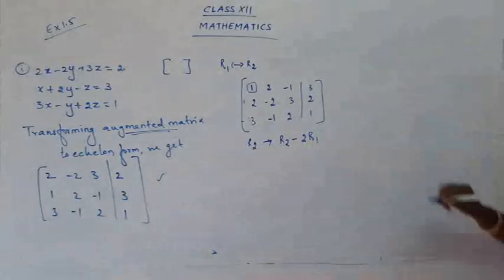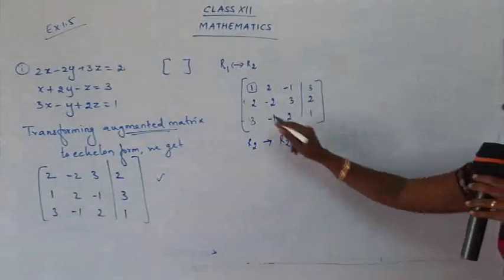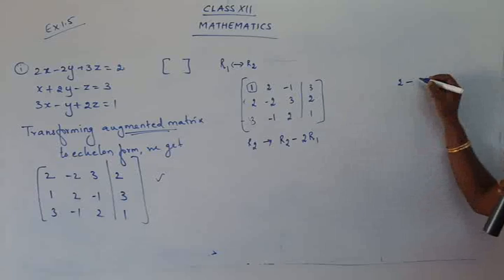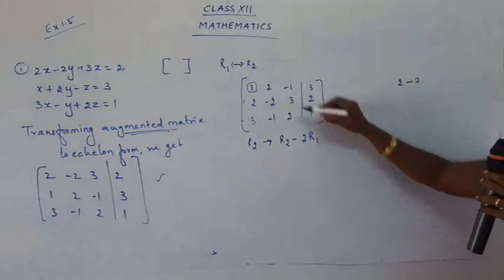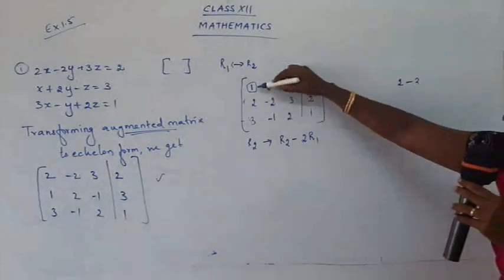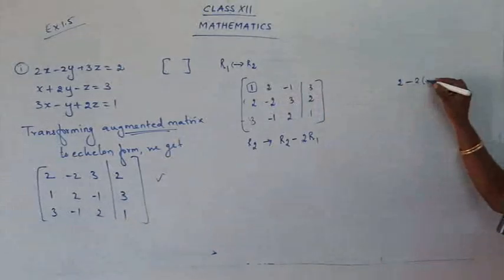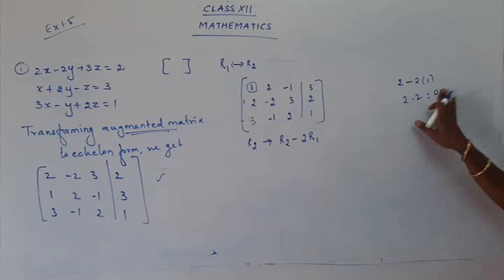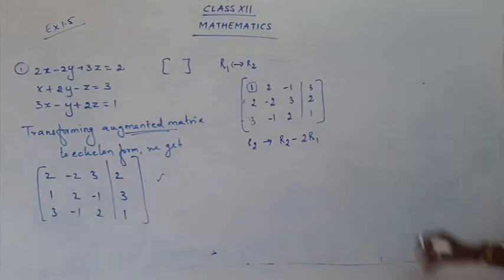Let's have a cross check. See here, R2, from here, we have 2 minus 2. What is in place of R1? Go for the corresponding element. What is the corresponding element here? It's 1. So 2 minus 2 is equal to 0. Yes. So what conversion are we going to use here? R2 changes to R2 minus 2R1.